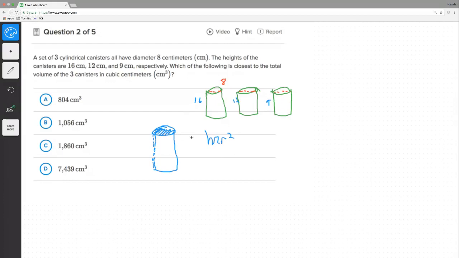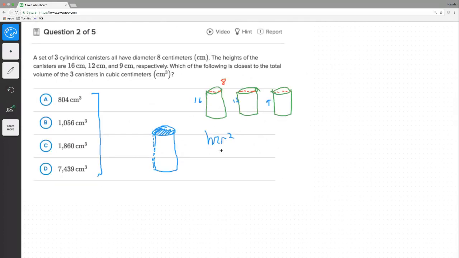Now we can do it sort of estimation style again, because look at these nice differences. They're pretty far apart, right? You got 804, then they're separated by 200, then 800, then almost like 6,000. So let's give it a shot here. So first we can say, whoops. Sorry, let's not do it this way.